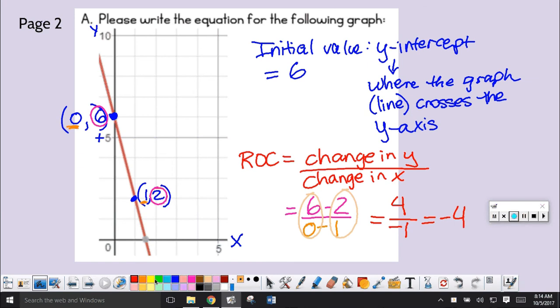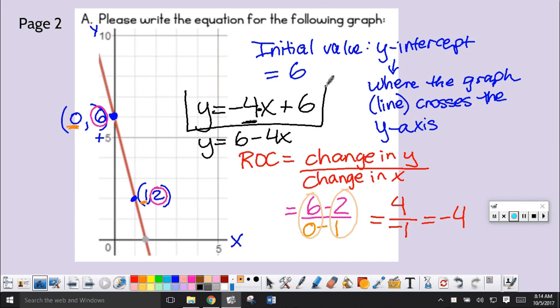Now, when I write my equation, let's do our equation in black. Our equation is going to be y equals negative 4x, because our rate of change always gets multiplied by our x, plus 6. Our initial value always gets added on to the end of the equation. If you would rather write it like this, y equals 6 minus 4x, both of these equations are exactly the same thing. They have the same information. The signs are the same on each of the numbers, so it doesn't matter to me. You'll get full credit for both answers. Either one of these answers is perfectly good.